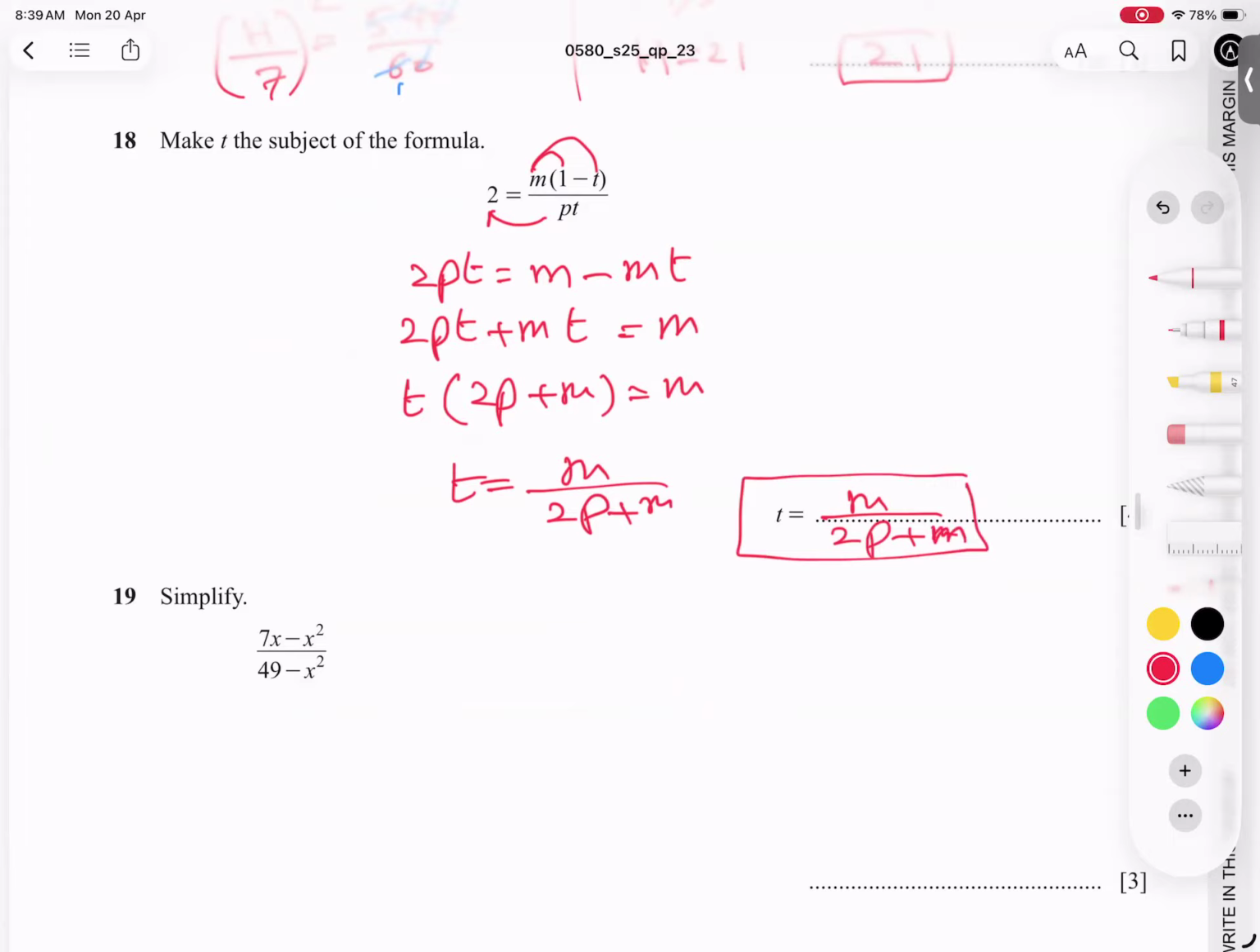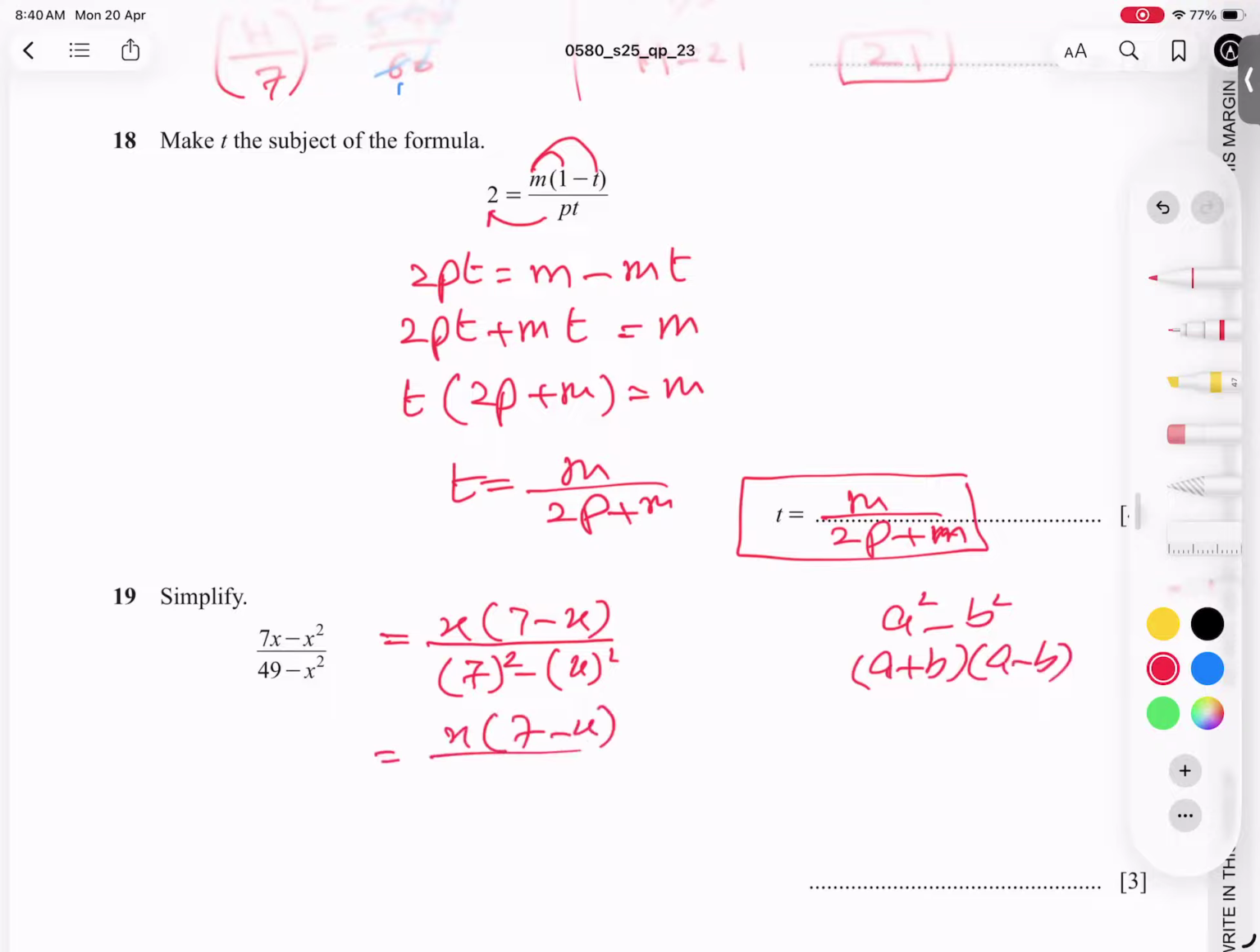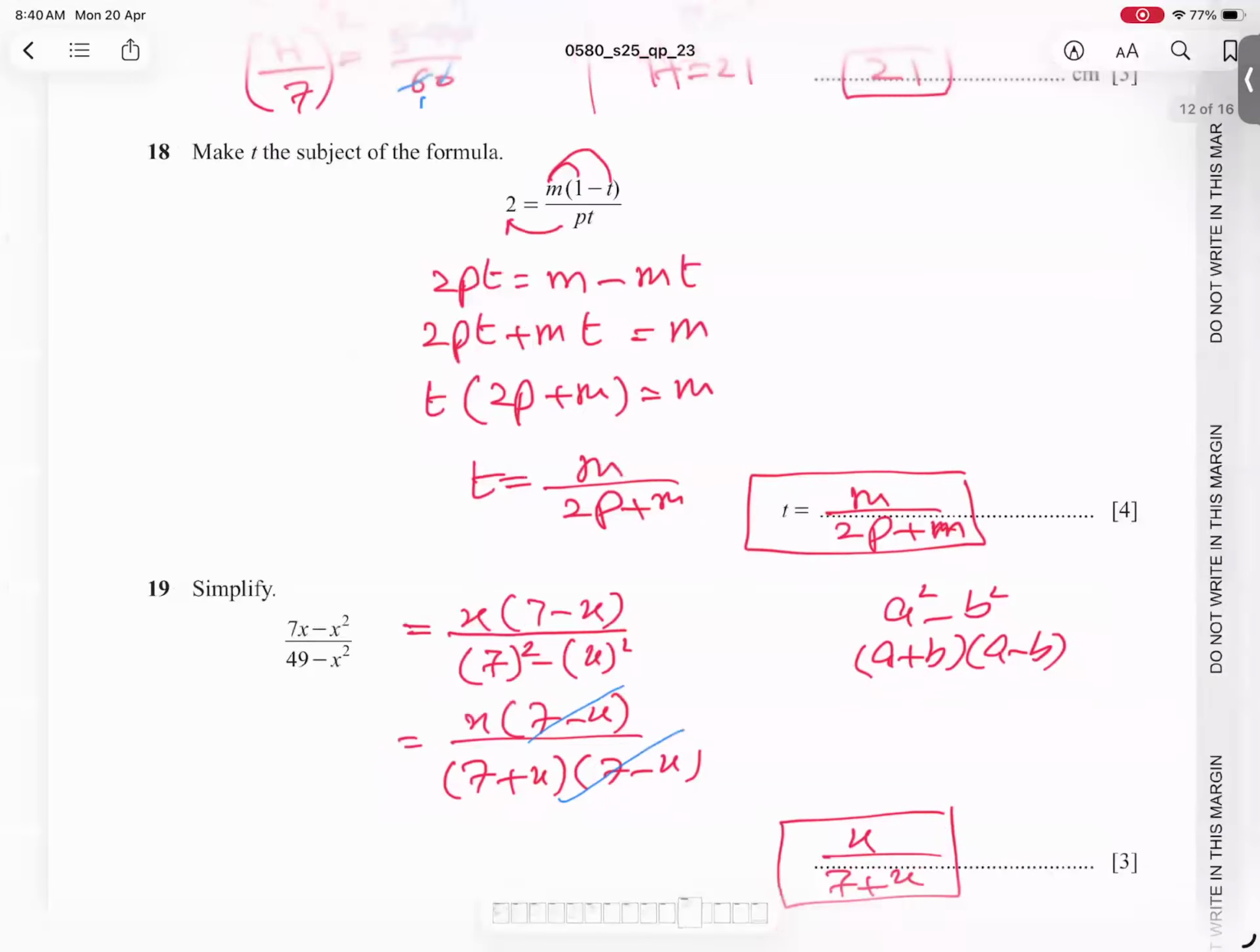So is this concept clear? In this method to solve the upper number, just take x common, we got 7 minus x. But the down number is a square of 7. So 49 is 7 square minus x square. And you know, for square of a and square of b, one time we write plus and one time we write minus. So I'm writing in denominator the same working, 7 plus x and 7 minus x. This cancels out, and we got our answer x over 7 plus x. Question number 19 is over as well.